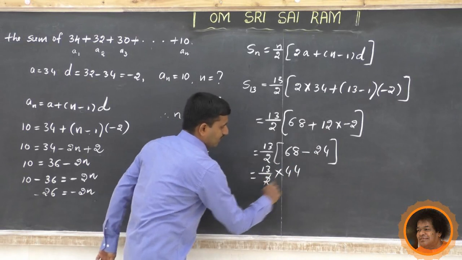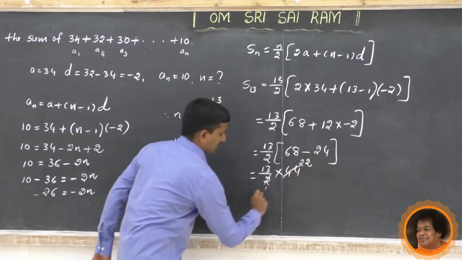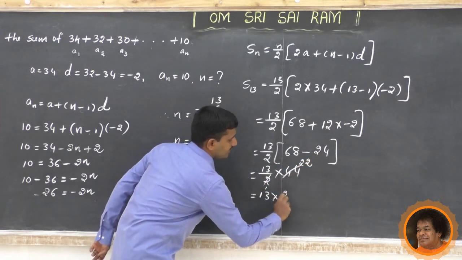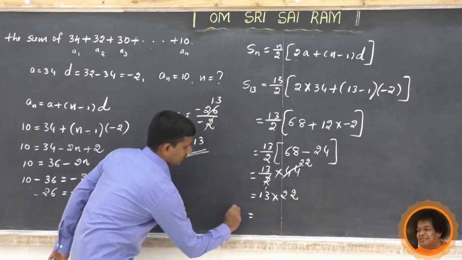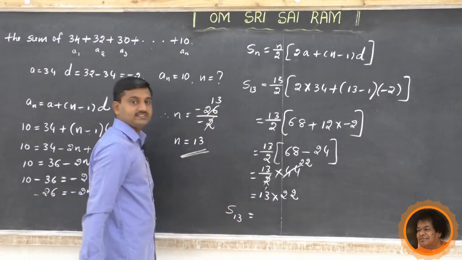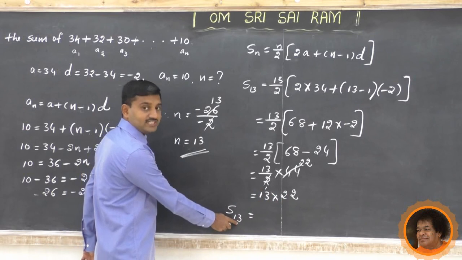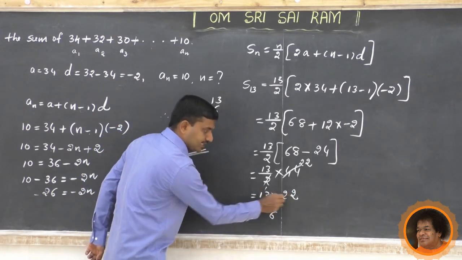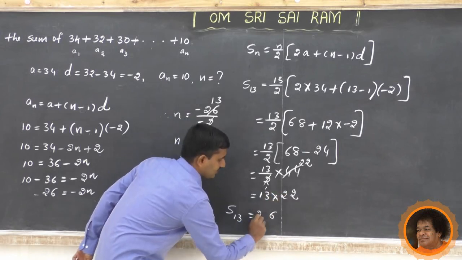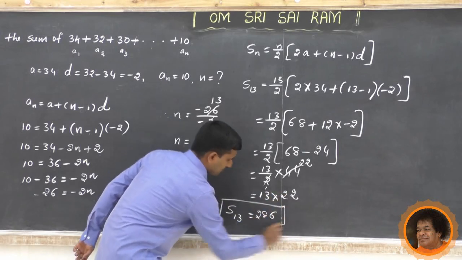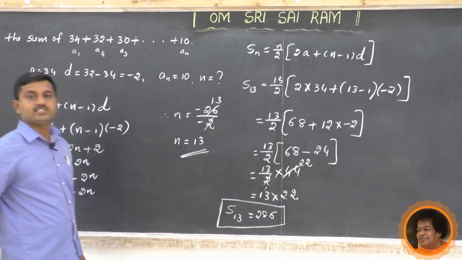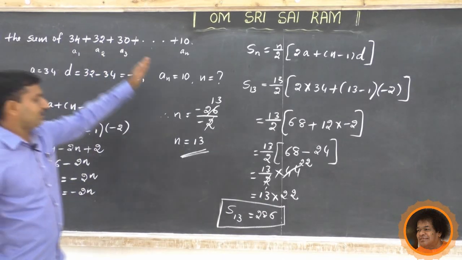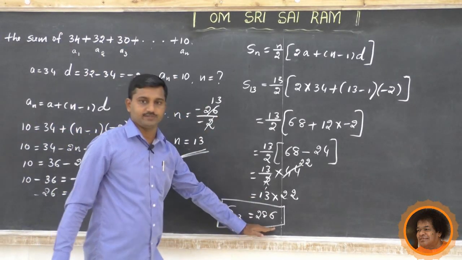So we get 44. 2 ones are 2, 2 22s are 44, so which is equal to 13 into 22. Now multiply, so that is the value of S13, or the sum of the first 13 terms. So 13 into 2, that is 26, 2 remaining, 13 into 2 is 26 plus 2, that is 28. So this is the sum of the first 13 terms of the given list of numbers, that is 286.